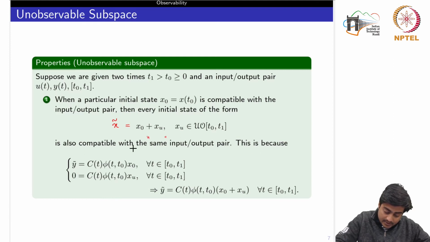Why? Because, say for example, x naught belongs to that input output pair, then it means that y tilde won't be 0 for x naught. So I can write y tilde is equal to C into phi into x naught, and since xu belongs to the unobservable subspace, I would have 0 is equal to C phi times xu. So if I sum these two equations, I would get y tilde is equal to C phi times x naught plus xu. So I cannot differentiate; I mean to say this one would also belong to the same input output pair.